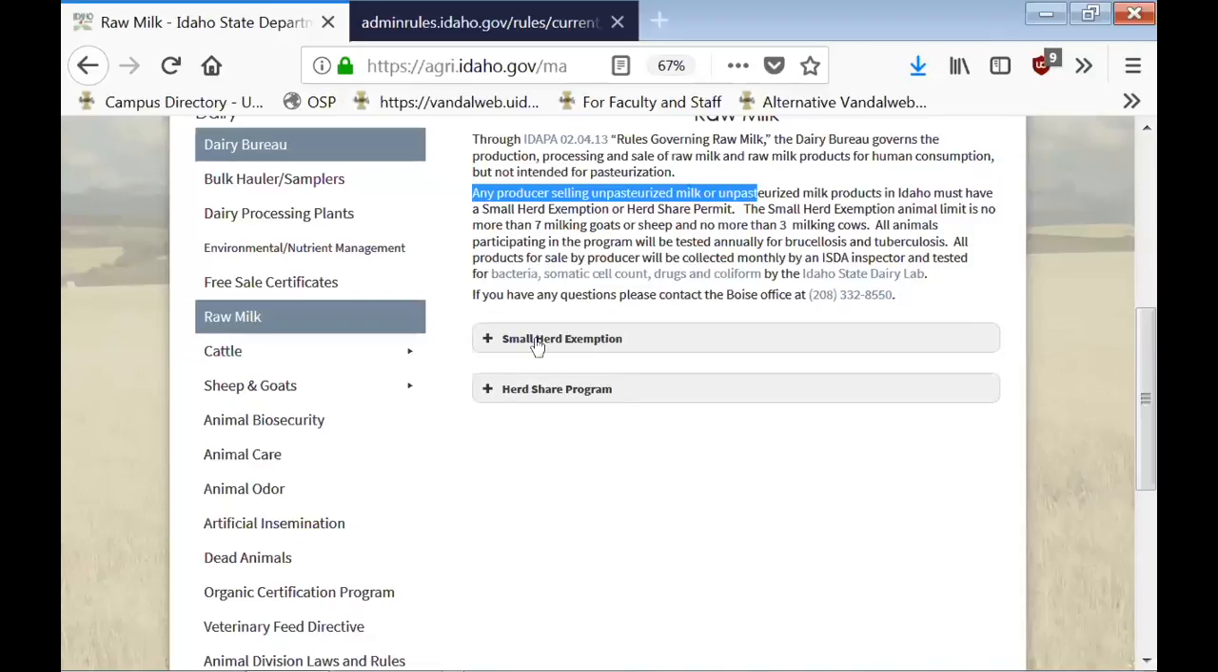The summaries that are referred to under the small herd exemption and the herd share exemption have charts which tell you about the allowable standard plate count, the allowable somatic cell, the allowable coliform numbers, and those are important in the charts. We're limited on time, so I won't go through those in detail. If you have a question about it, I'm trying to save a little bit of time for that.